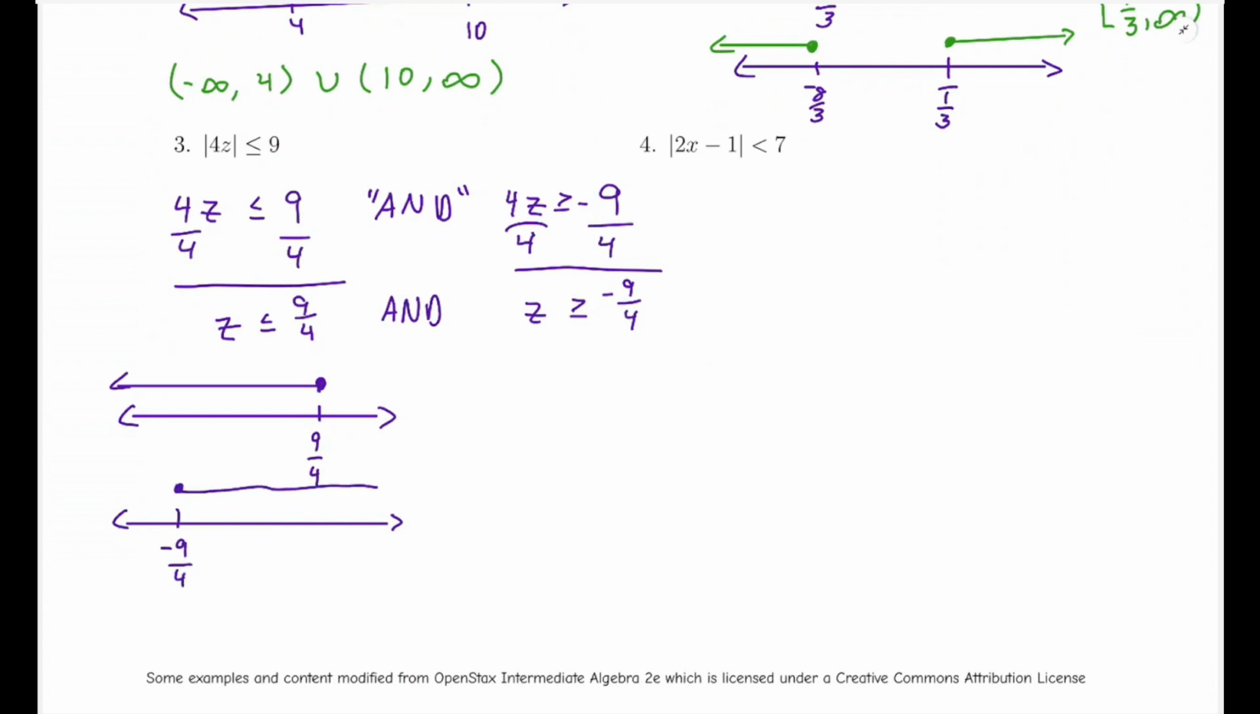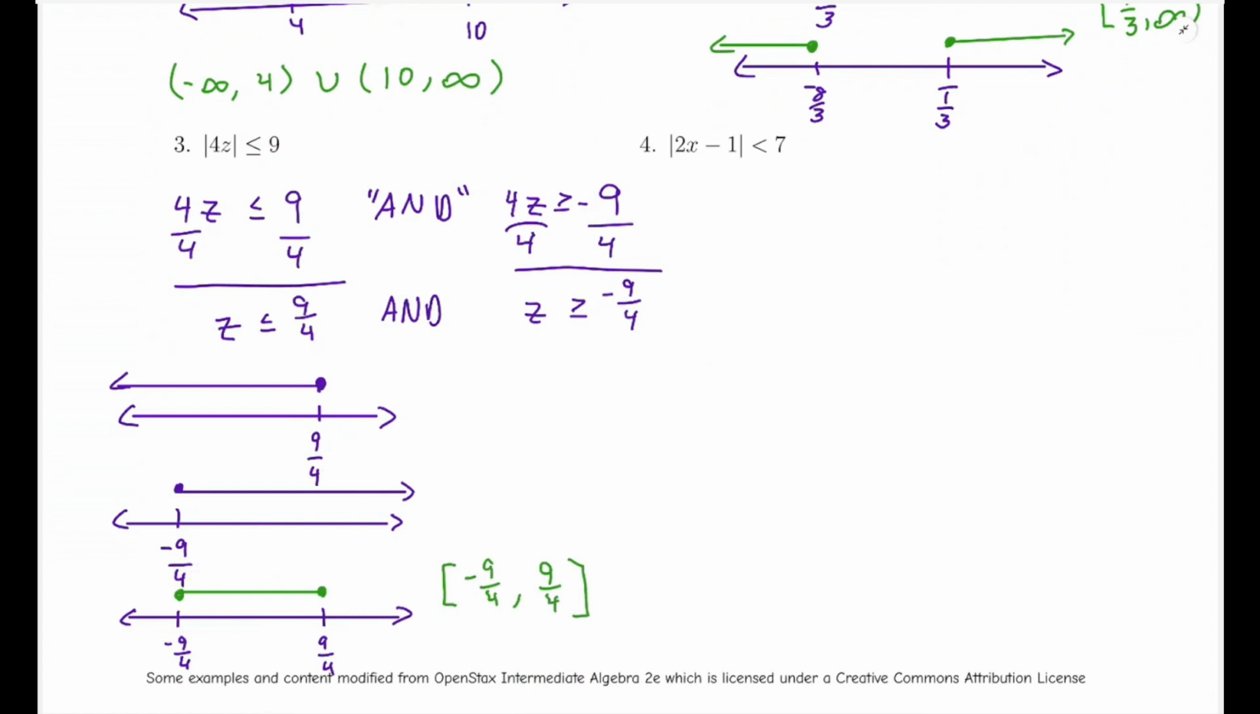But now this time, when I'm trying to graph the final solution, remember for the compound inequality and, we do not smush them together. Instead, we find just where they overlap. So they only overlap in the middle. So then our final answer is bracket negative 9/4, comma, 9/4, bracket.